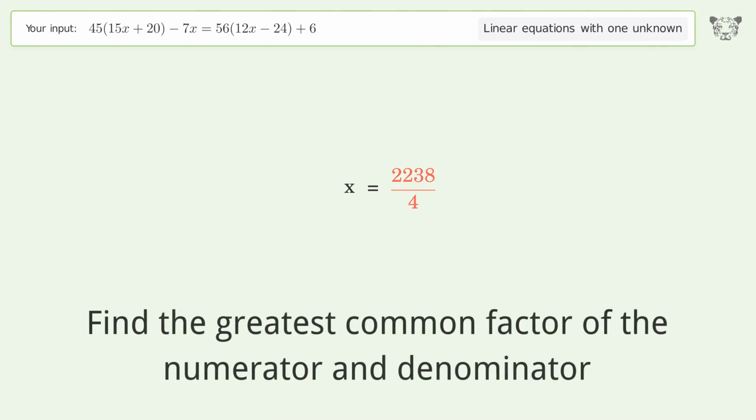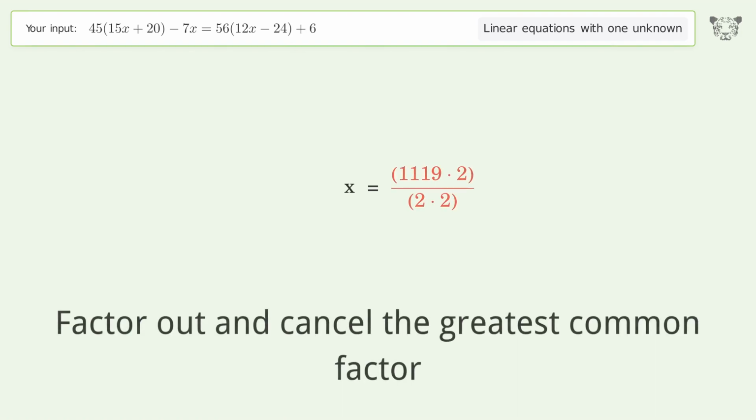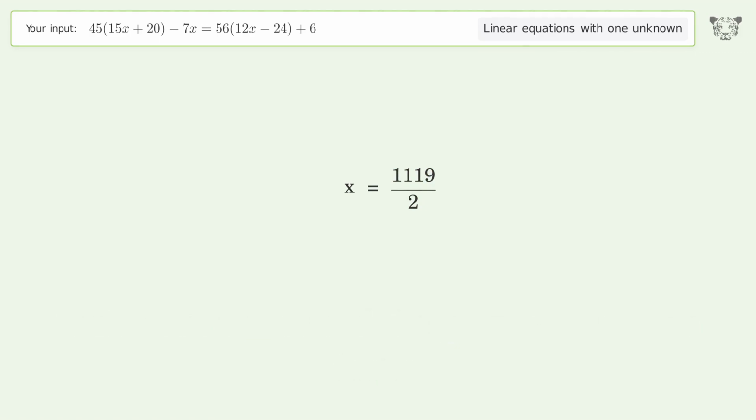Find the greatest common factor of the numerator and denominator. Factor out and cancel the greatest common factor. And so the final result is x equals 11/19/2.